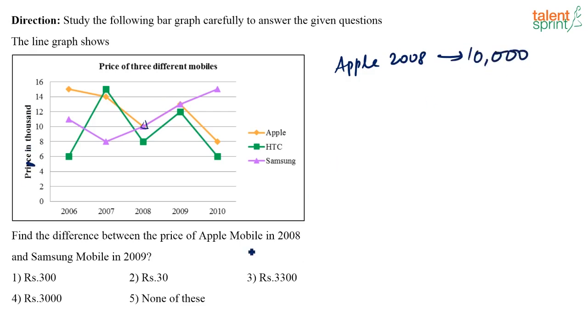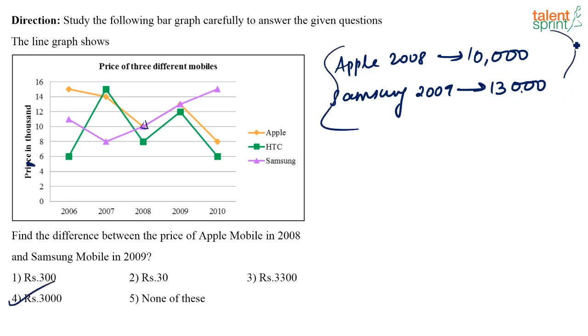Now next, Samsung in 2009. Samsung is this purple one. In 2009, it is between 12 and 14, so you can take it as 13. So 13,000. Now what is the difference in price? Very easy, no? Not even percentage they are asking, just difference. 13,000 minus 10,000, that is 3,000. That's all. Straightforward answer. You need not write anything at all.